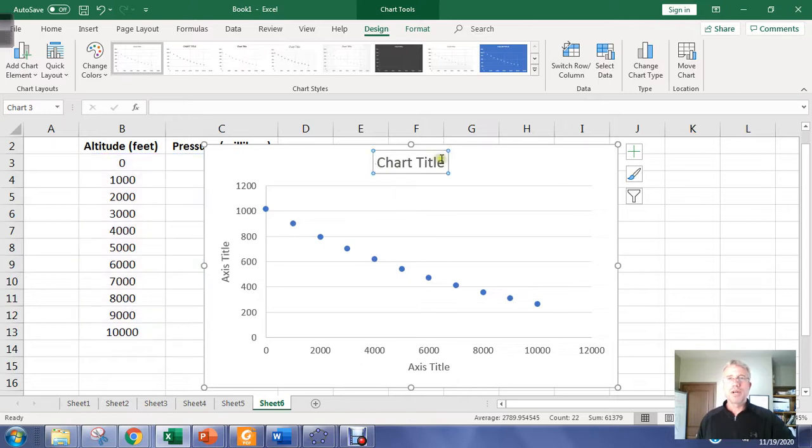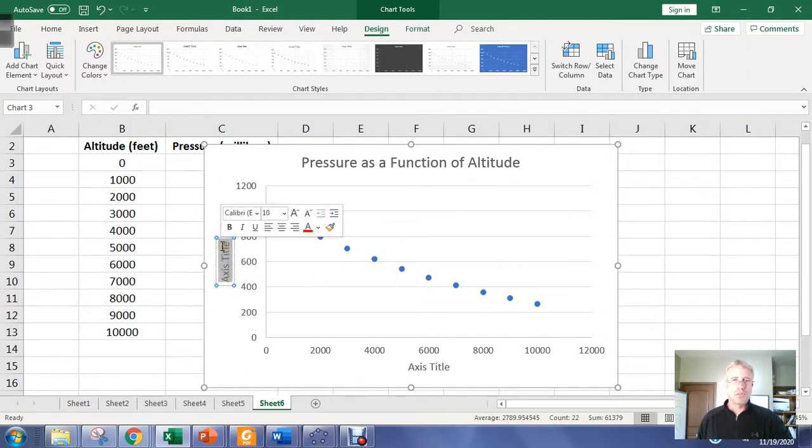Put our title in. Titles should be all caps except for the words in English that are traditionally lowercase, like of and. So this is going to be pressure as a function of altitude or elevation, altitude. All caps except for the words you would generally not capitalize. The vertical axis, the outputs are pressures. So I'll put pressure. And in parentheses, I want to include the units of measure. So this is pressure measured in millibars.